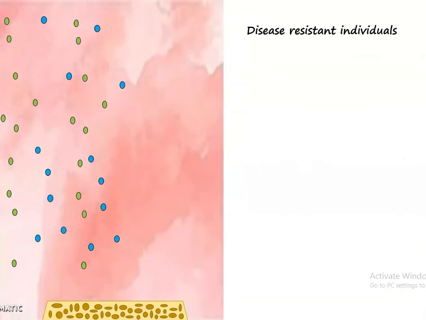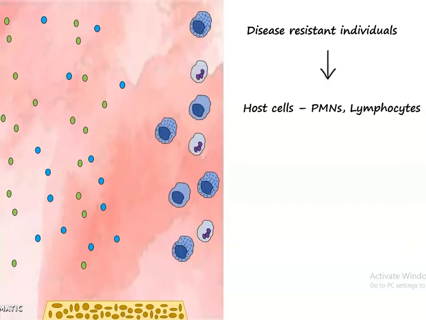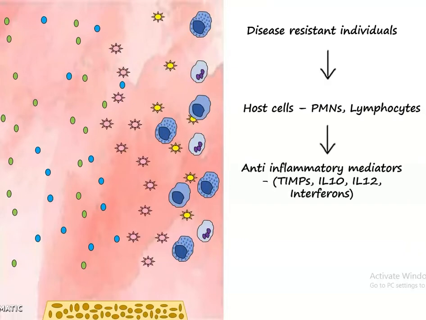Once the inflammation has limited the infection, in disease-resistant individuals, host cells like PMNs, lymphocytes, etc. produce various anti-inflammatory mediators like TIMPs, interleukin-10, 12, and interferons, which will resolve the inflammation and restore the state of normal tissues.